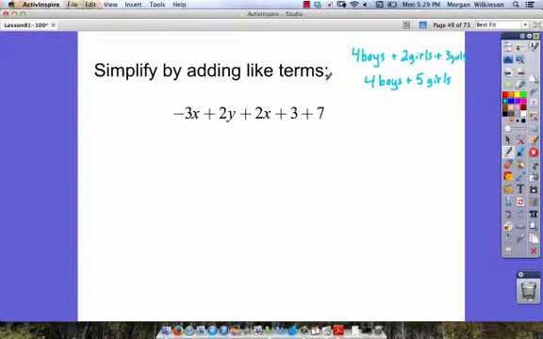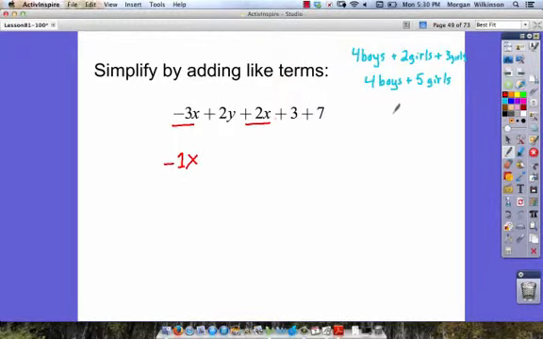Now, it's the same thing when we add like terms. In order to have a like term, we need to have exactly the same variable associated with our term. So just like 2 girls plus 3 girls is 5 girls, we do the same thing when we have x's, y's, and other variables. If we have negative 3x, then we have positive 2x. Since those are like terms because they have the exact same variable, we're going to add them together. Negative 3 plus 2, that's negative 1. So we're going to get negative 1x.